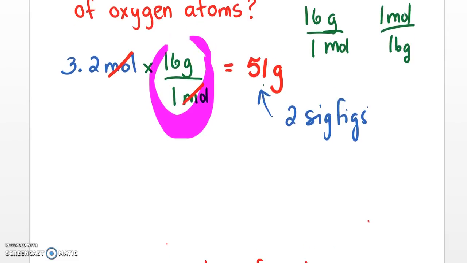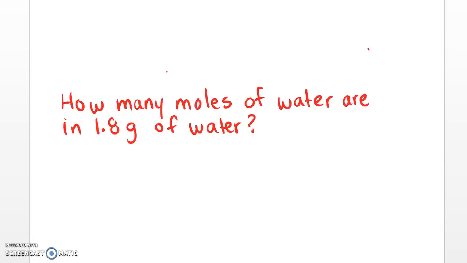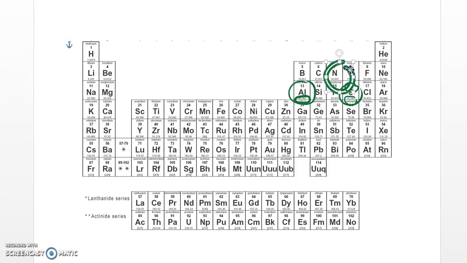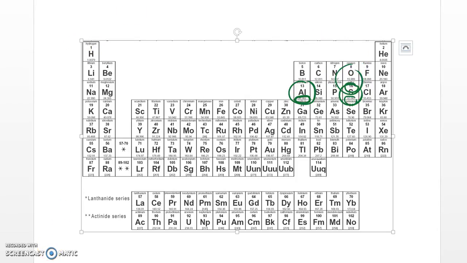Okay, next question. How many moles of water are in 1.8 grams of water? So the first thing you have to do is write down, what do we know? We know we have 1.8 grams of water. That's what we know. What conversion factor do we use? If you look up on the periodic table, and you have to look up oxygen and hydrogen, and you're looking for these numbers here, down here. Those are the molar masses of the elements.